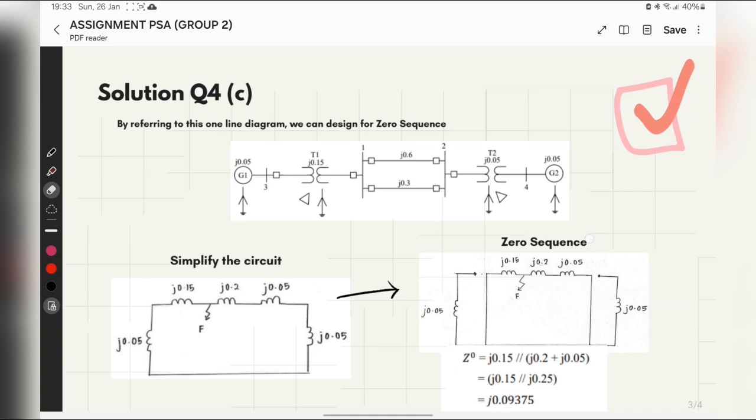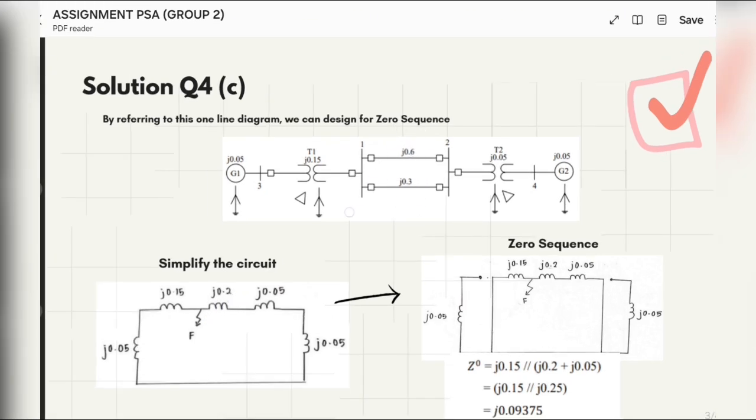For the zero sequence, by referring to this one line diagram, we can draw the zero sequence network. So first, we know that these two are parallel with each other and will make the answer J0.2. So we simplify the circuit by writing these two values into one value. So we will get this answer. Why do we have to simplify the circuit? Because it will be easier to find the zero sequence. So we move to the zero sequence.